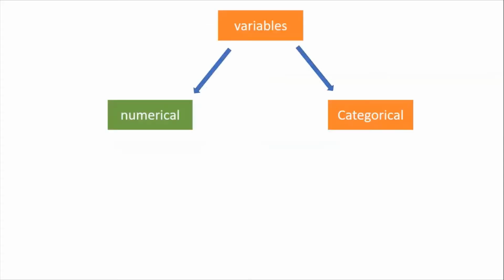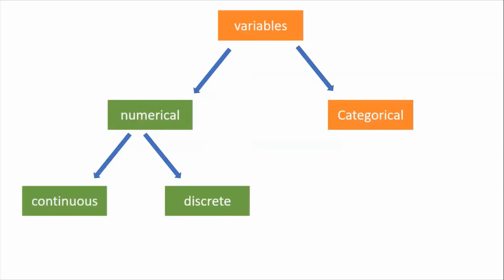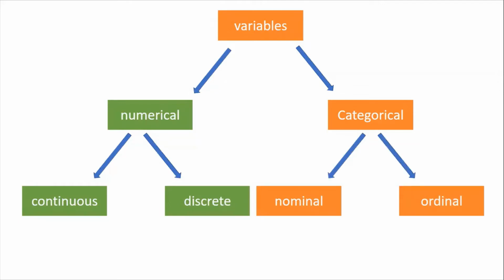And then we will subdivide the numerical variable into two types, continuous and discrete. But generally speaking, it's not that important when we consider the statistical test later on. But a numerical variable has two types, continuous or discrete. And a categorical variable also has two subtypes, nominal and ordinal. So let's see what the differences are.